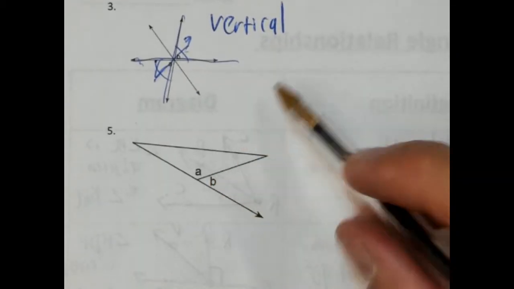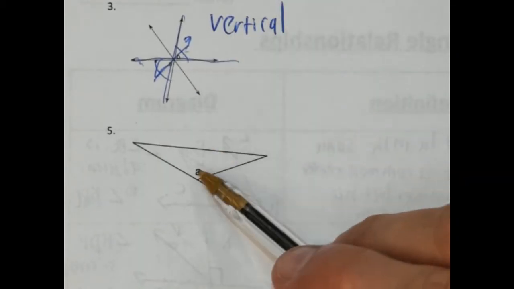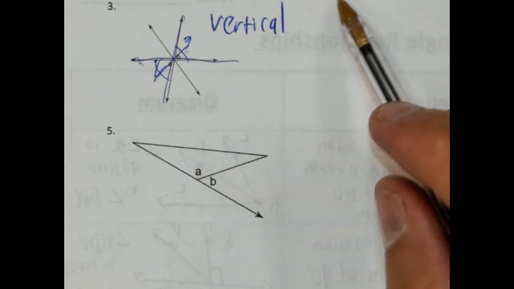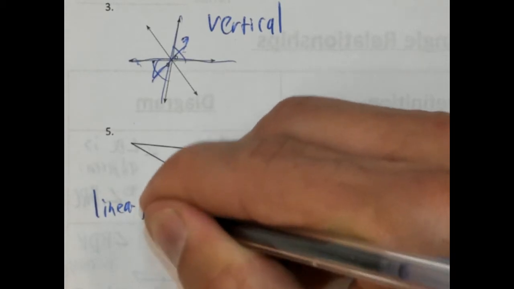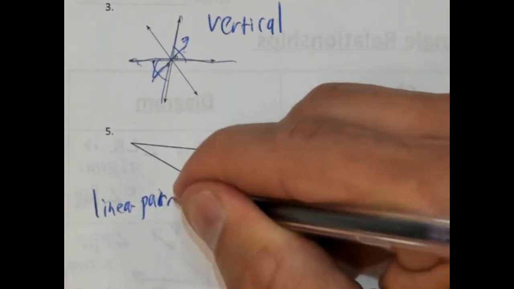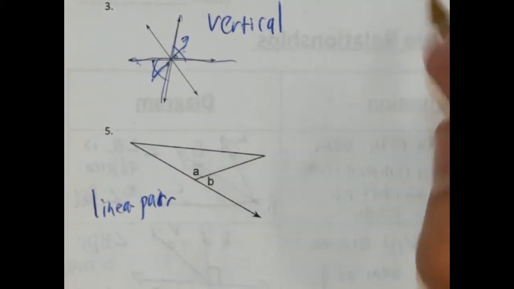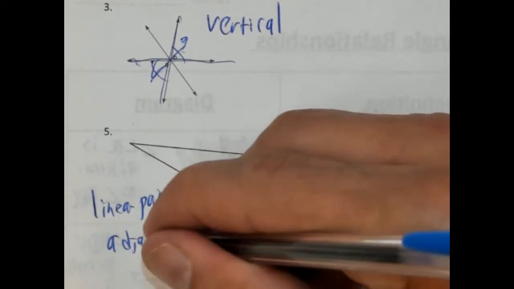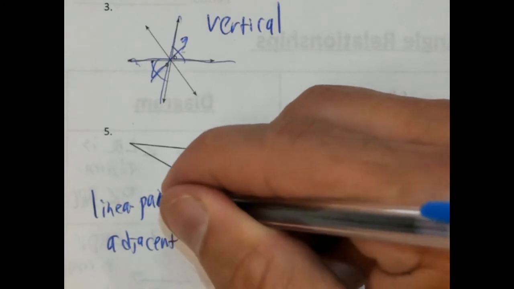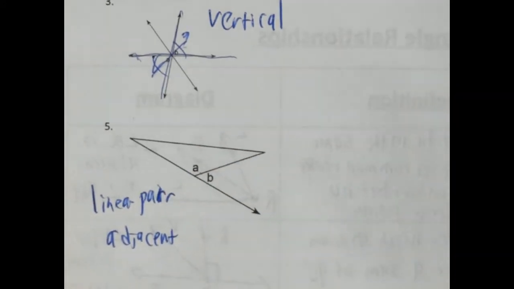Here, the options are complementary. Nope. Linear pair. Yes. Definitely a linear pair here because it's forming a straight angle. Vertical, nope. Adjacent, yes. It's actually both. Although, if it's a linear pair, they have to be adjacent, so you could just put linear pair and it would be assumed that it's adjacent as well, but we're going to put both. Why not? Okay, number 4.